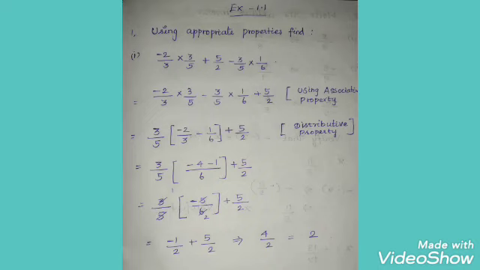Taking LCM we will get 6. If we cancel it out, we will get minus 1 by 2 plus 5 by 2, right? Minus 1 plus 5. If we subtract, we will get 4. Greater number sign will come, so plus 4 by 2. 4 divided by 2. If we cancel it, we will get 2.